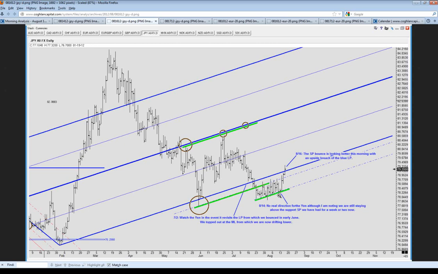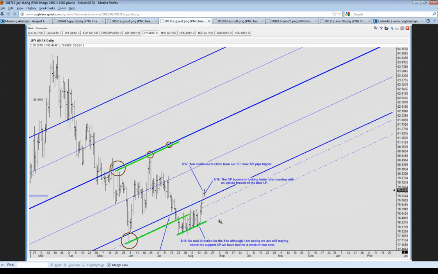Roll forward to the 16th, just yesterday, and you can see now we've started to move up. We had approximately, it looks like maybe about a 100 pip move to the upside, and rolling forward further to today, you can see now that move is really getting some traction.